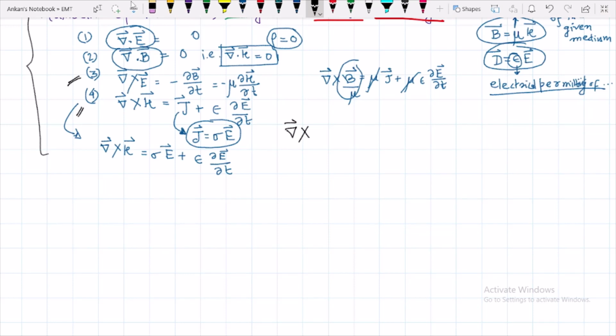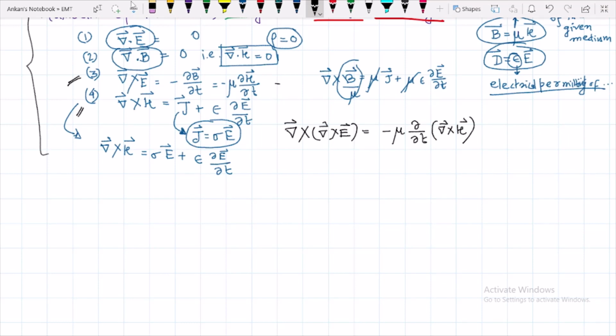So del cross E means minus mu, because the space and time parts are independent of each other, we can interchange the order of differentiation with respect to the space and time parts. Okay, so we can differentiate the H at first with respect to the space part, and then with respect to the time part.